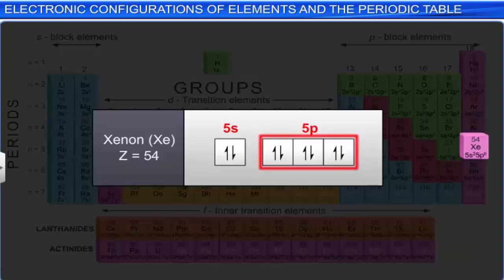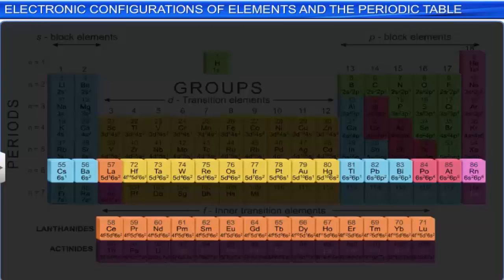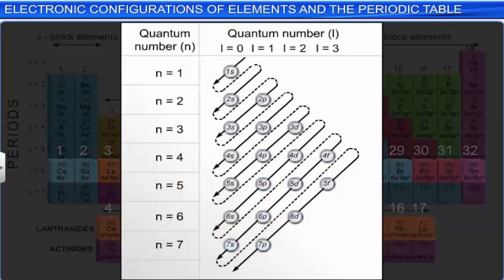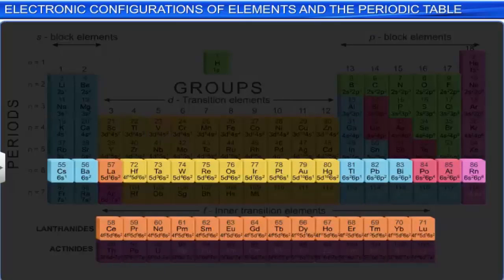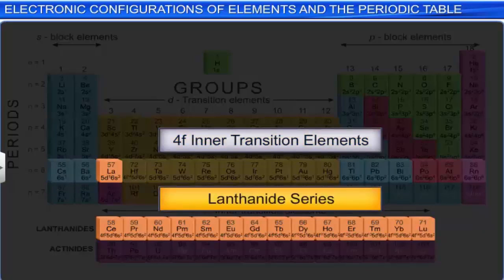The sixth period corresponds to the filling of electrons in the sixth energy shell, where n equals 6. It contains a total of 32 elements and follows the orbital sequence of 6s, 4f, 5d and 6p. This period contains the 4f inner transition series of elements after cesium and barium, also called the lanthanoid series. The lanthanoid series starts at cerium and ends at lutetium.